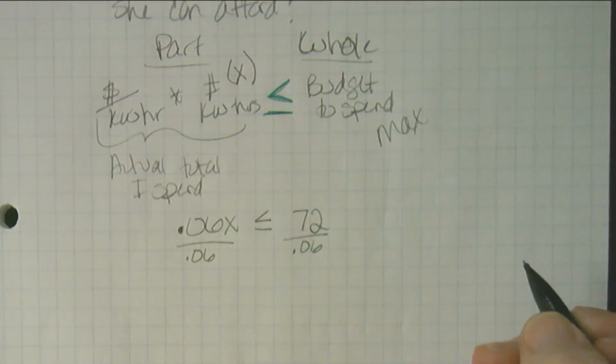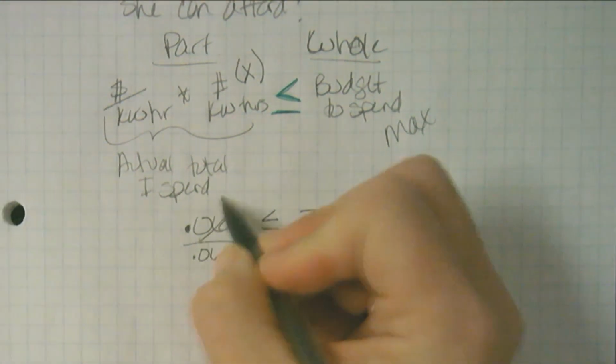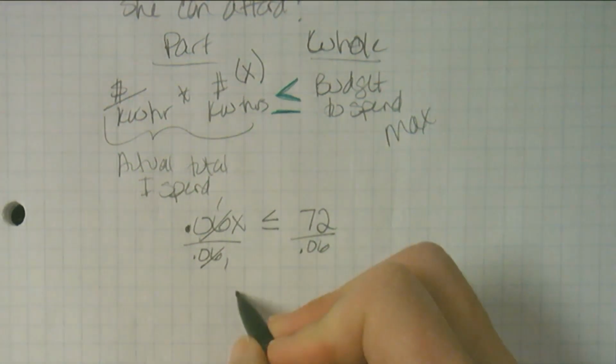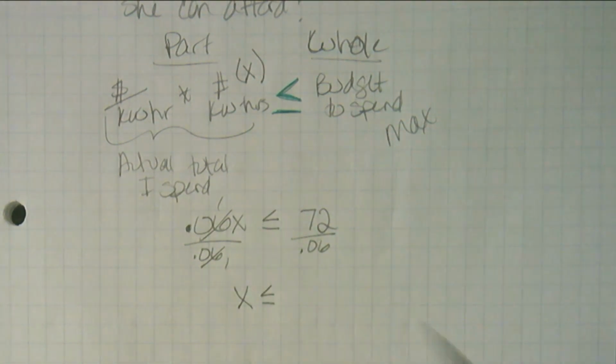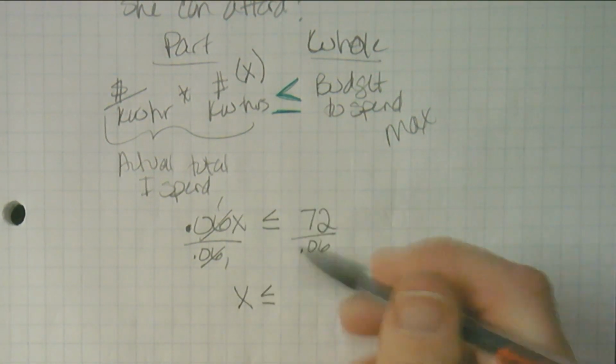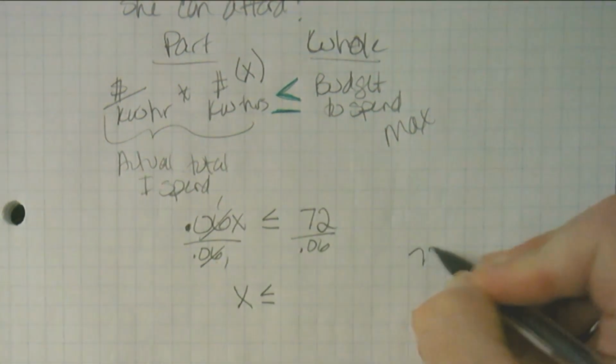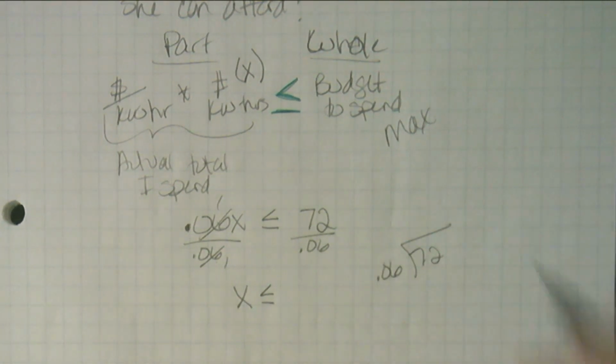Excellent. So divide both sides by 0.06. My 0.06 is divided out, and I get x is less than or equal to... Well, my coefficient was positive, so I don't need to flip the symbol. So off to the side, you're doing this division.